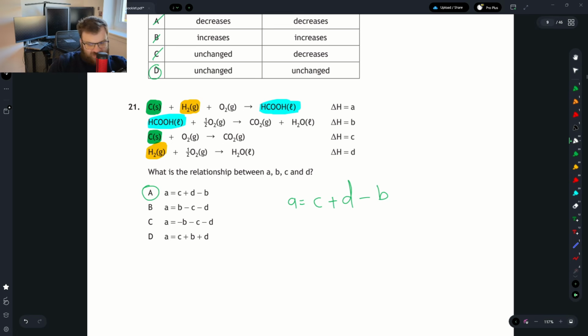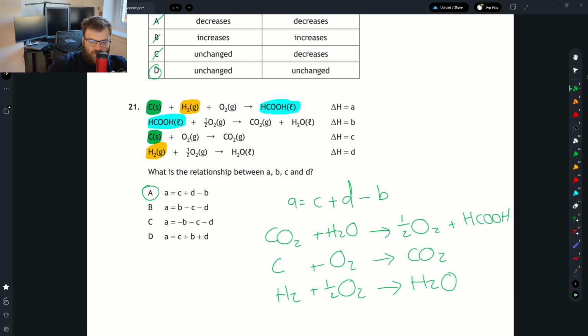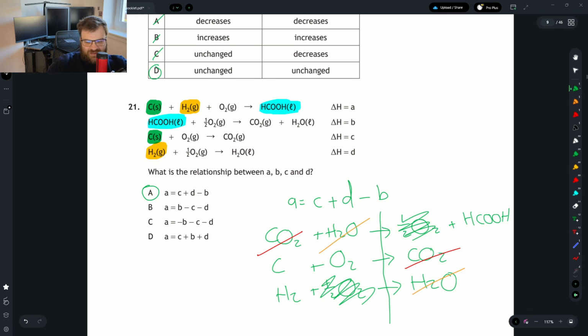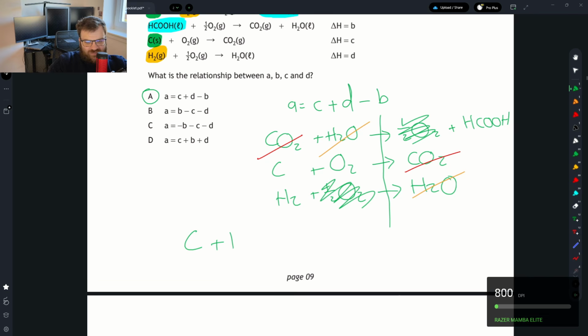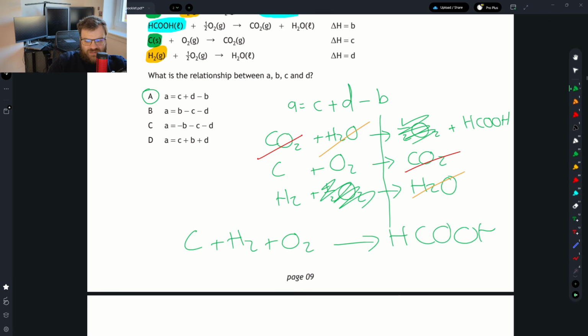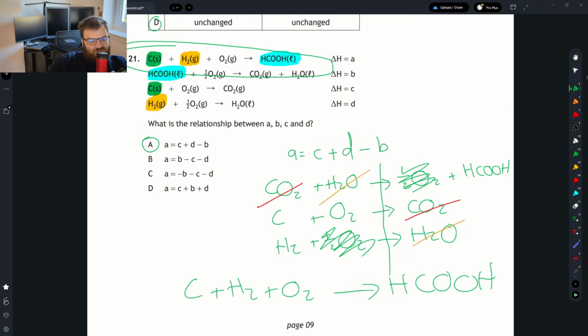There is a way of proving this by writing out the equations and combining them together. So here I've swapped round B and put the left-hand side on the right and right-hand side on the left. The other two I'll copy as written. Once I've done this, I'm going to consider all the left-hand sides together and all the right-hand sides together. If things appear on opposite sides, they can cancel out. I can cancel out the carbon dioxide. I can cancel out the water. I can cancel out half oxygen with the half oxygen here. Taking the bits that I've not scored out, I have carbon plus hydrogen plus oxygen goes to HCOOH, which matches the target equation at the top.